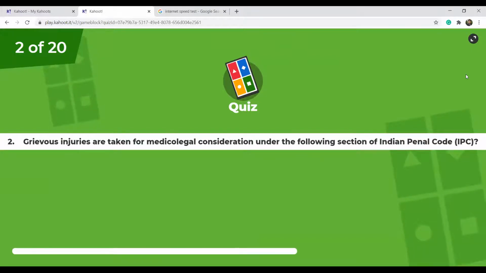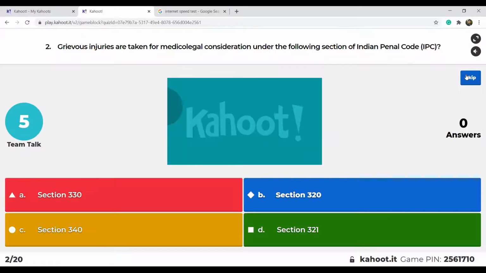Grievous injuries are taken for medico-legal considerations under the following section of the Indian Penal Code. This is a very interesting question. Under what section? Is it section 330, section 320, section 340, or section 321?